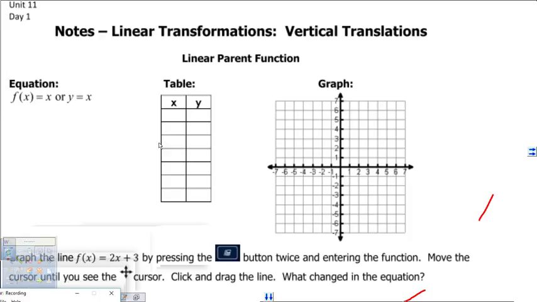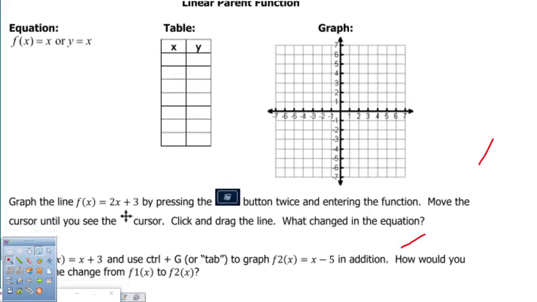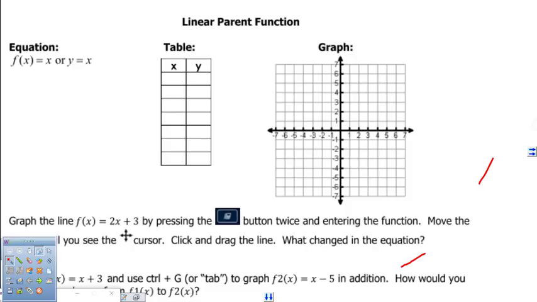So to get things started, what we're going to talk about is the linear parent function. And the linear parent function is basically the overarching, all-encompassing, everything comes from this function as far as the lines go. And this is the equation for it right here. We got f of x equals x or y equals x.